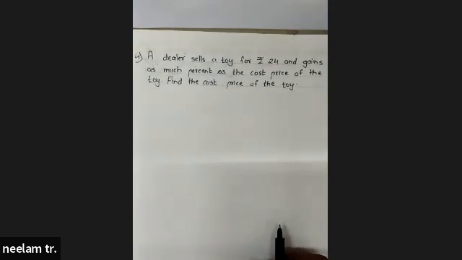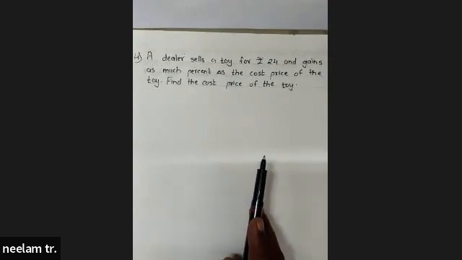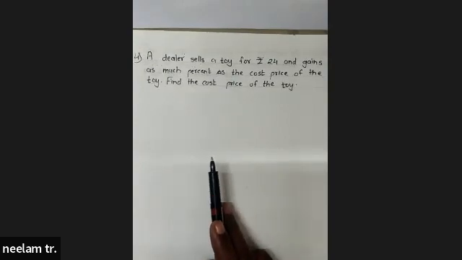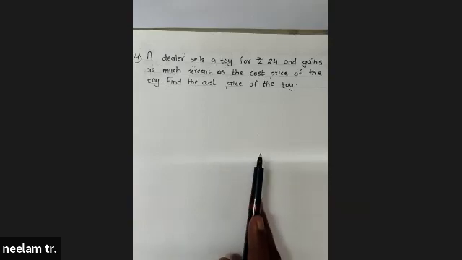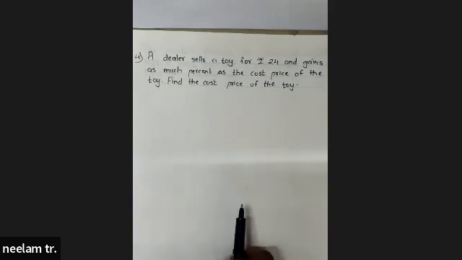First we'll read the question. What is the question? A dealer sells a toy for rupees 24 and gains as much percentage as the cost price of the toy. Find the cost price of the toy. As you know, selling price, cost price, profit, all this we have studied in our 7 or 8 standard. Now, just read the question carefully.